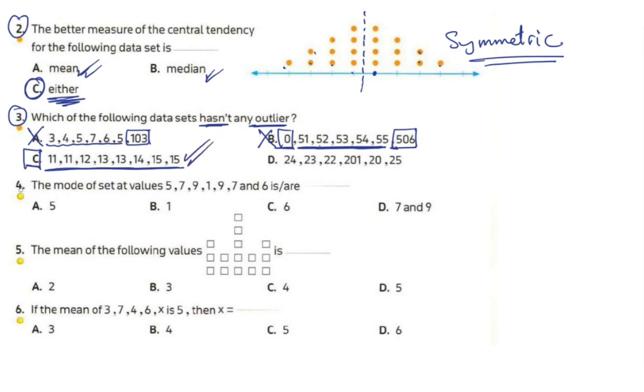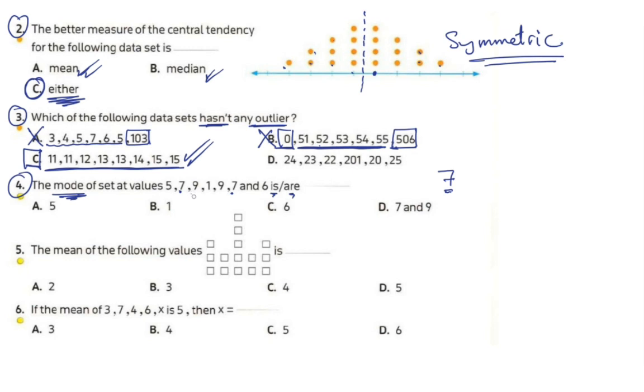Okay, point 4. The mode of the set of values 5, 7, 9, 1, 9, 7, and 6 is or are what? He asked us about the mode. Why did he say is or are? We know any group of values may have one mode or two modes. Look here, we have just one 5, so of course 5 is not the mode, but we have two 7s. So maybe 7 is the mode.